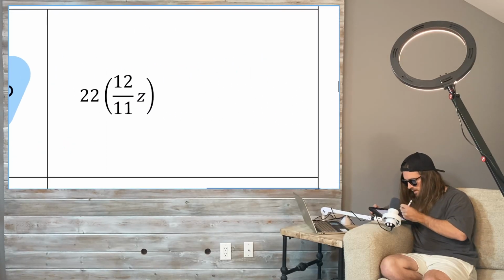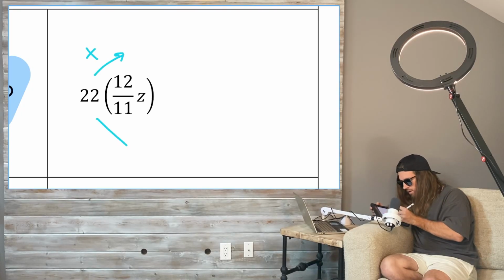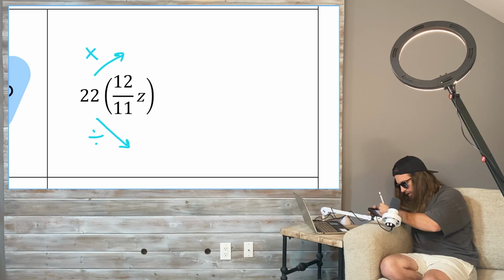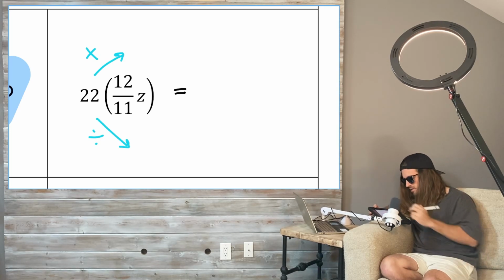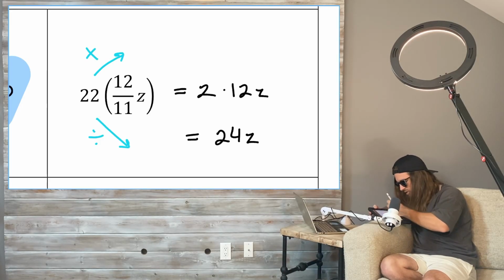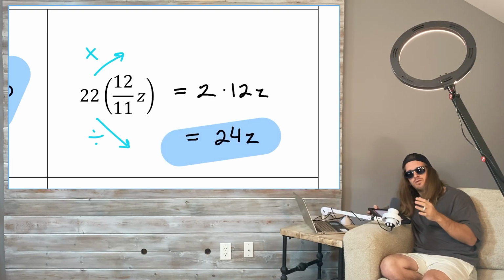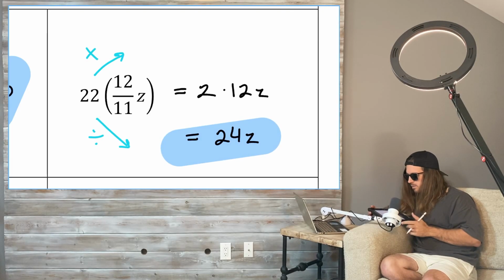Even if there's a variable involved, divide down and multiply up. 22 divided by 11 is 2 times 12z is 24z. You could almost ignore the z, it just goes along for the ride, but the math is still the same.